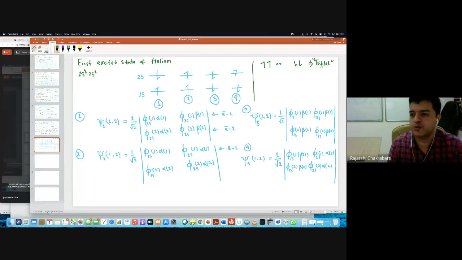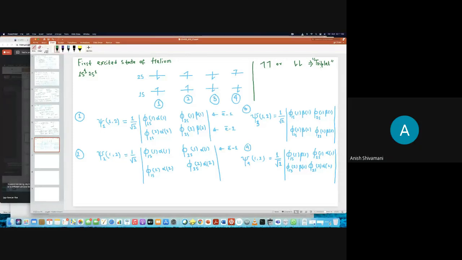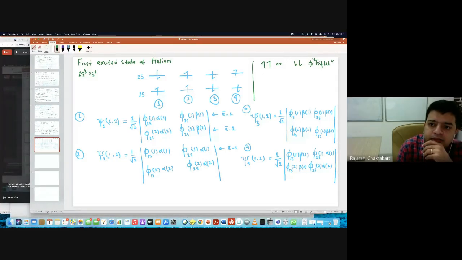Now triplet means there should be 3 states. What is the third state? They have the same energy and are 3 in number. What is the third one? Can anyone tell me? Alpha beta plus beta alpha. Yes, actually you have to remember the other one is this. This is also triplet, isn't it? So these are triplet. You have to remember this.